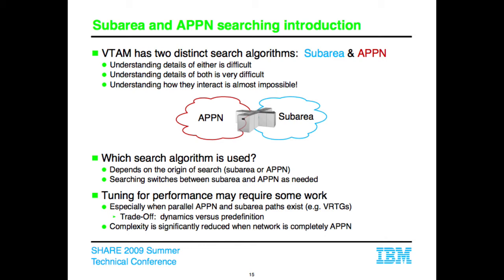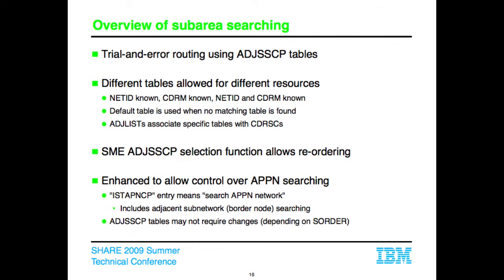And of course, the last bullet here says that complexity of this is significantly reduced once you migrate to a pure APPN network. However, as long as there's SNI customers out there, I think that's going to be fairly difficult for a lot of customers. The subarea searching works in a trial and error fashion. We basically use adjacent SSCP tables to build a list of adjacent VTAMs that we want to search. And then we search them one at a time, and if we send a search to one guy and it fails, we'll send it to the next guy on the list, and if it fails, we send it to the third guy. We do that until we hit the bottom of the list or until we find the resource.